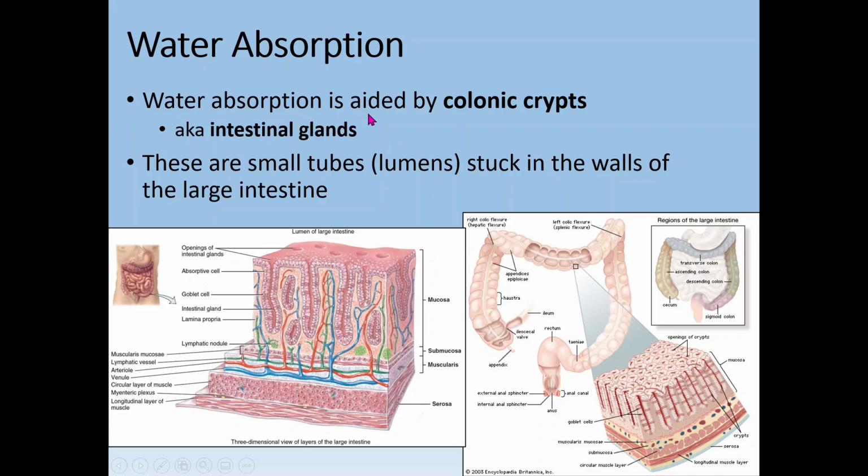So your water absorption is going to be aided by these structures we call colonic crypts, also sometimes called intestinal glands. I like colonic crypts, sounds a little bit more interesting. Now this is where I said these are going to be kind of the opposite structure of those villi in your small intestines. So these are going to be small tubes, but rather than sticking out into the lumen, they're pushed into the structure of the gut tube. So they're backwards. So if we look at this figure, rather than being open to the lumen, they get pushed back into the tissue of the large intestine.